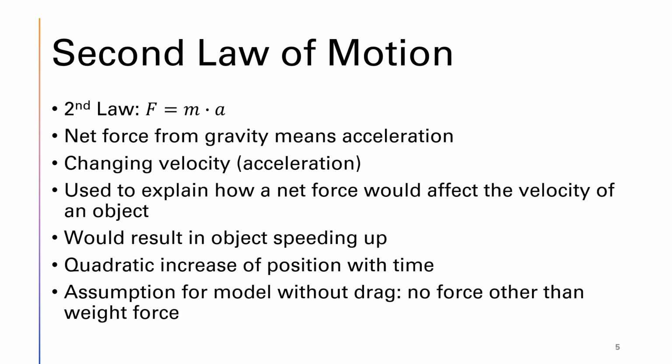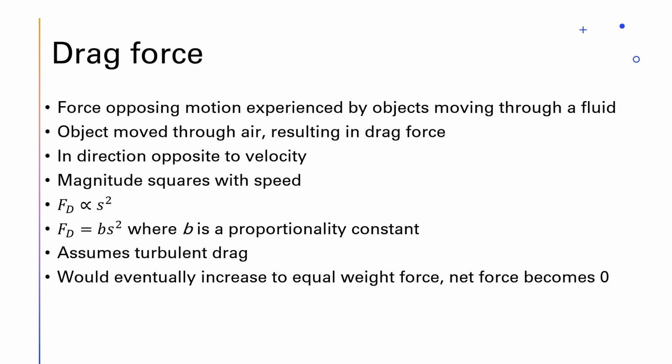The second physics principle I used was drag force, and this is a force that opposes motion experienced by any object moving through a fluid. In this case, the object, a sticker, moved through the fluid of air, and this resulted in a force opposing its velocity, and it scaled with the square of the speed. That would be because I assumed that the drag was turbulent, and this would eventually increase to equal weight force, meaning that net force would become zero, at which point the object would be traveling at its terminal velocity.